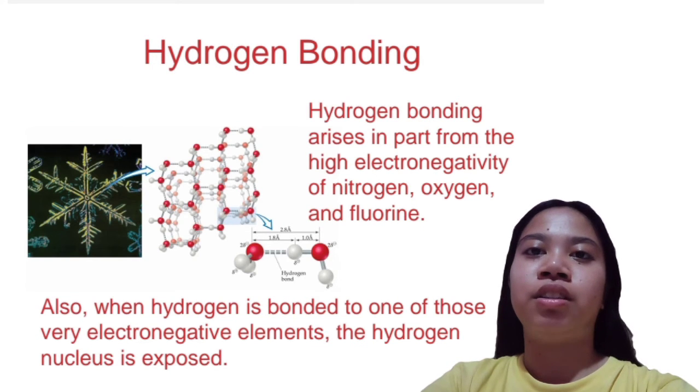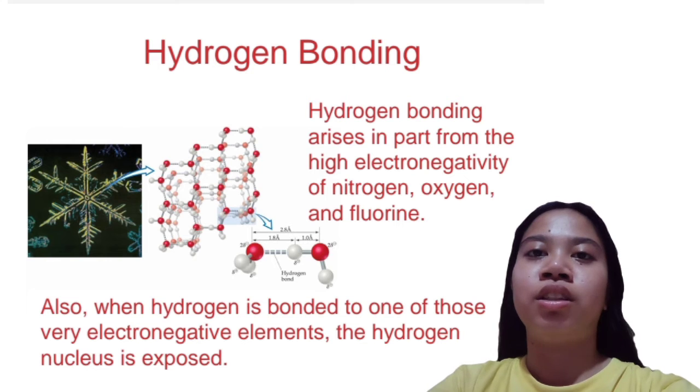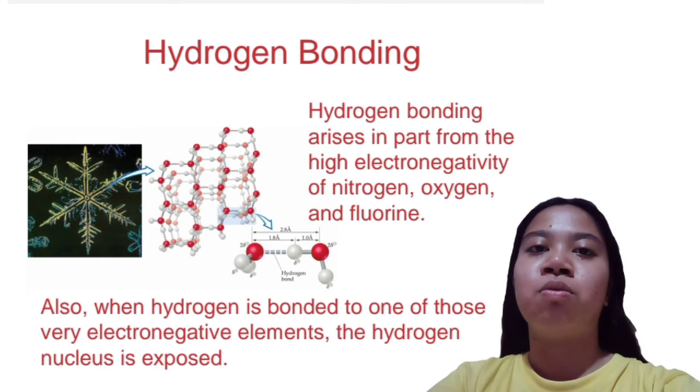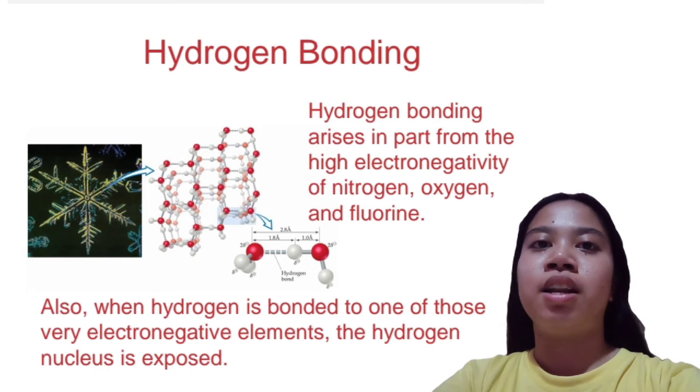Hydrogen bonding arises in part from the high electronegativity of nitrogen, oxygen, and fluorine. Also, when hydrogen is bonded to one of those very electronegative elements, the hydrogen nucleus is exposed.